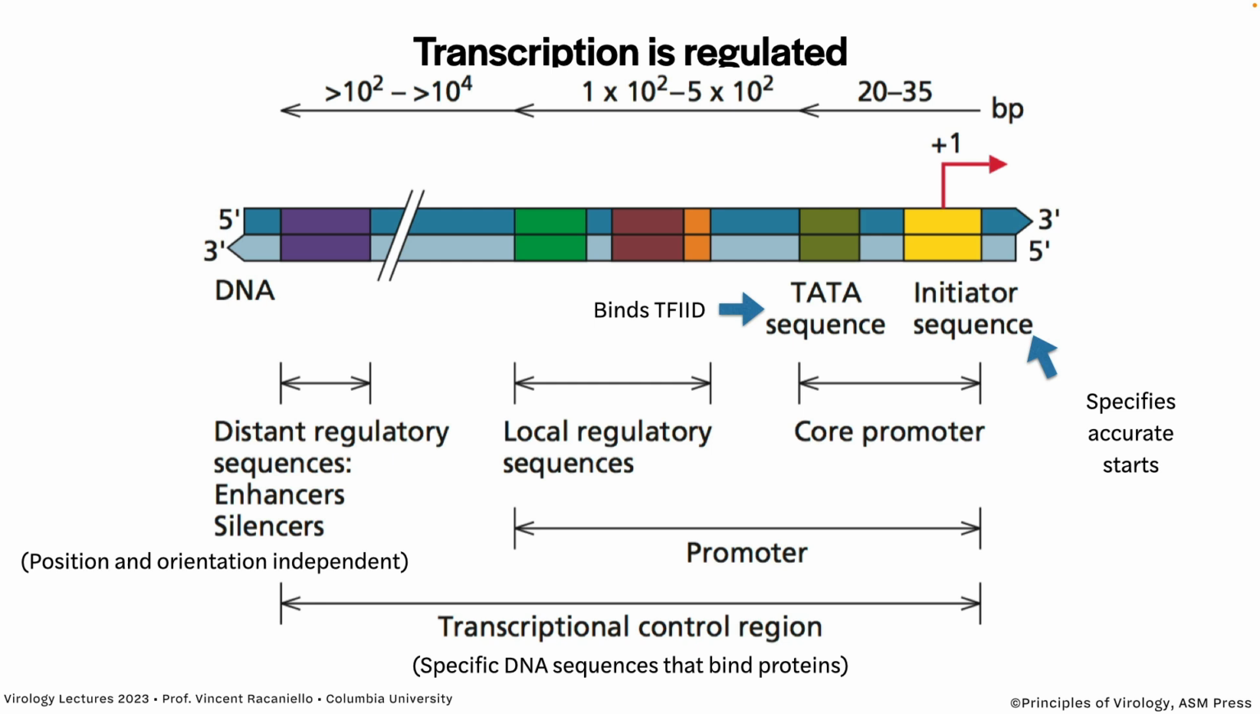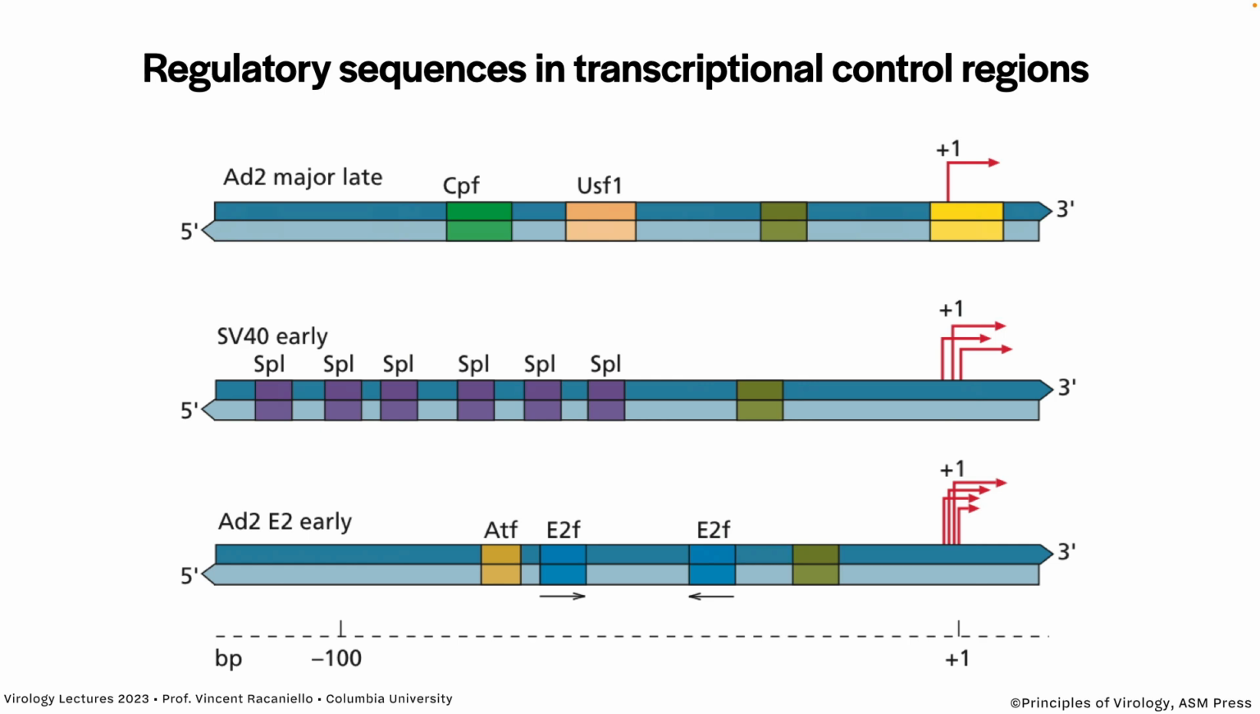And viral genomes have these sequences in them. Here on the right we have an example of an adenovirus promoter. And many of these DNA viruses have multiple promoters in their DNA. So there's one for adenovirus at the top. You see it's got the start site with that yellow sequence that specifies initiation, the TATA box. And then upstream, there are binding sites for various proteins, USF, CPF, et cetera, that regulate transcription.